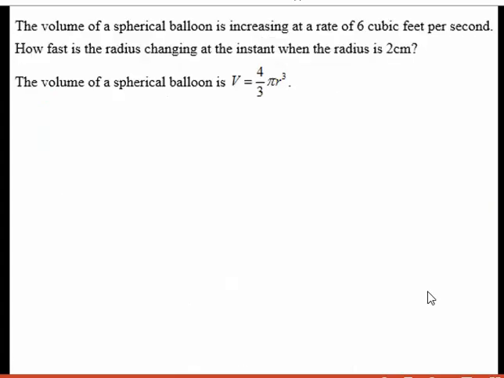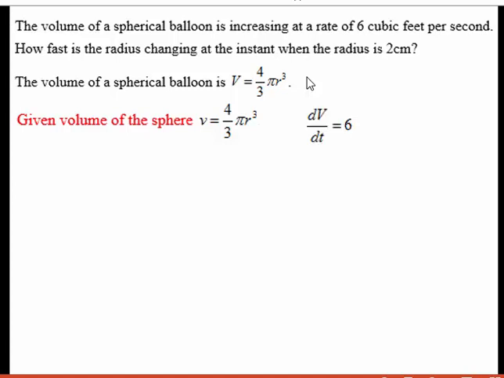Okay, next. The volume of a spherical balloon is increasing at a rate of 6 cubic feet per second. How fast is the radius changing at the instant when the radius is 2 centimeters? The volume of a spherical object or balloon is 4/3 pi r cubed, where r is the radius. This is given to us. Also we are given dV/dt, which is 6, since it says increasing at a rate of 6 cubic feet per second. So the goal is to find the rate of change of the radius, which is dr/dt.